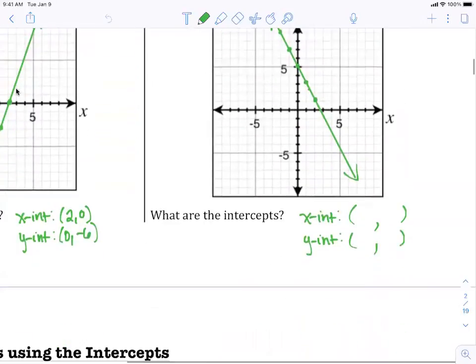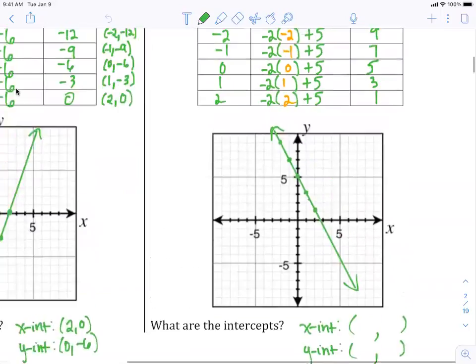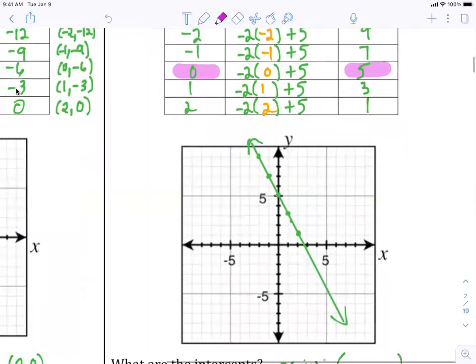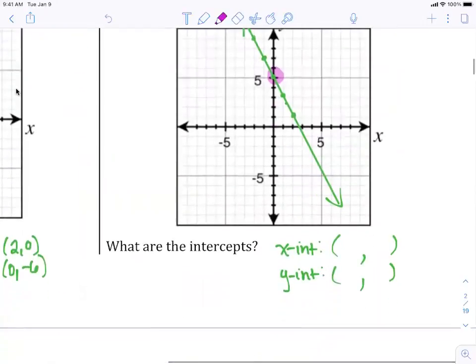So part B says, what are the intercepts? For these, I waited for just a second because one of your intercepts shows up in your table. Whenever x ends up being 0, whatever the y-coordinate is, that ends up being your y-intercept. Because that's the point on the graph where you actually physically cross your y-axis. So the y-intercept, I don't have to do a whole lot of work for.